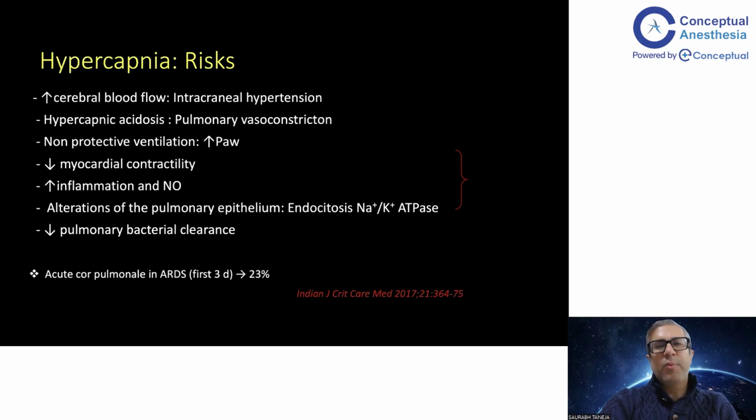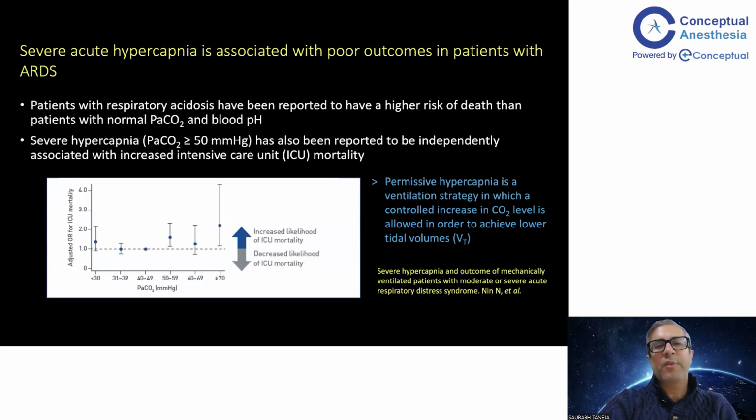Why do we need extracorporeal CO2 removal? Because patients having hypercapnia, that is higher CO2, have their own side effects. There is increased cerebral blood flow, hypercapnic acidosis, decreased myocardial contractility, and in patients with severe ARDS, we have found acute cor pulmonale in around 20 to 30% of patients. Increased CO2 has also been associated with poor outcomes in patients with ARDS as a risk factor for mortality.